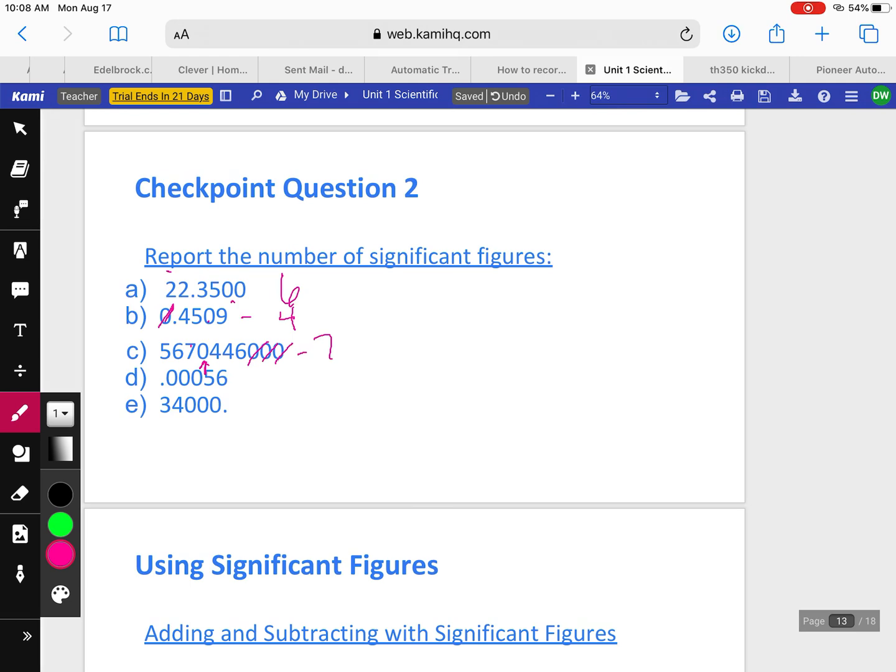Okay? Now, leading zeros. Zeros in front of the number are never significant. So this one just has 2. And look, we have a decimal point on this one. So we have 1, 2, 3, 4, 5. Okay? All right. So that's how we figure out the significant figures.